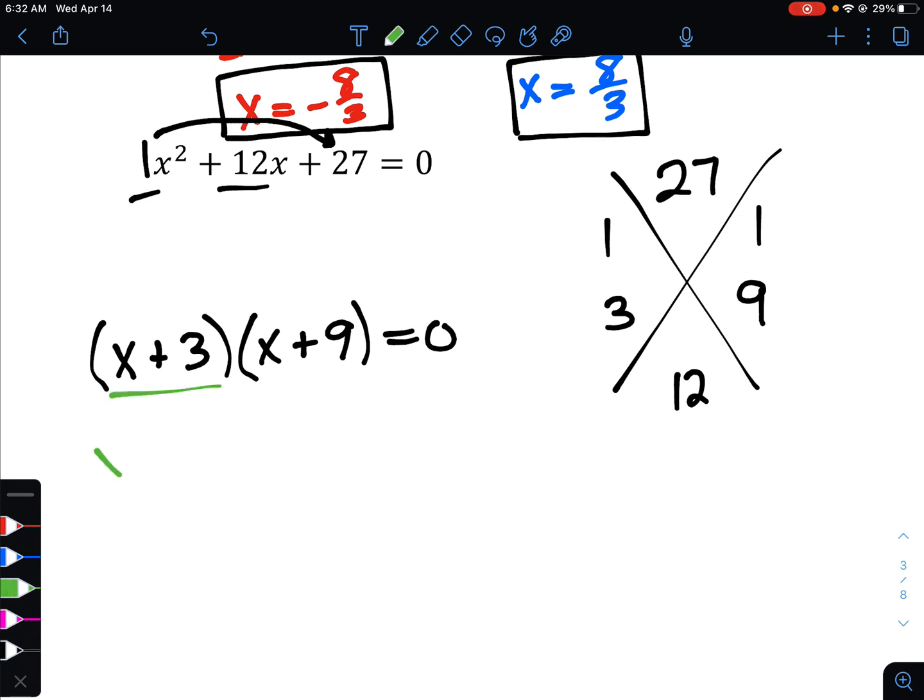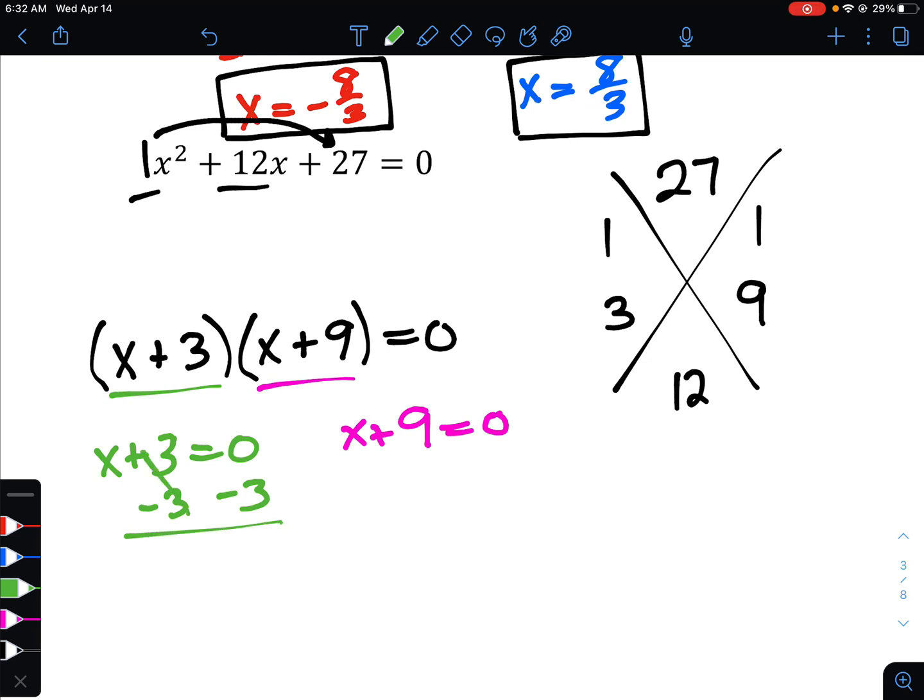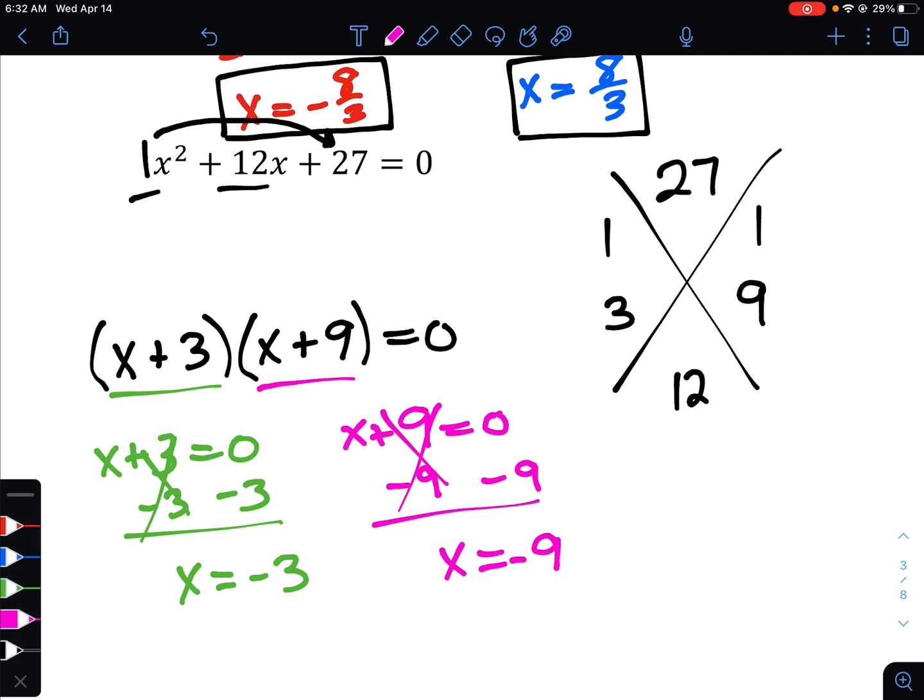So we'll start by taking x plus 3 and setting that equal to 0. And then taking x plus 9 and setting that equal to 0 as well. For x plus 3, we'll go ahead and subtract 3 from both sides. That'll tell us that x is equal to negative 3. And for x plus 9, we'll subtract 9 from both sides. And that'll tell us that x is equal to negative 9.